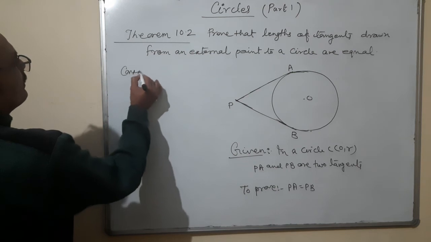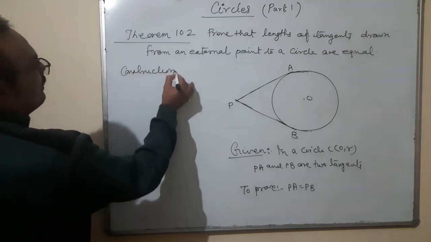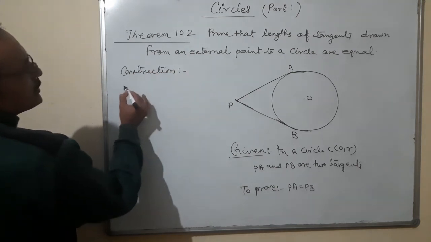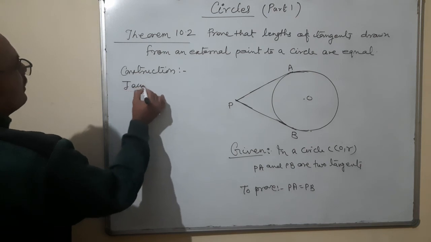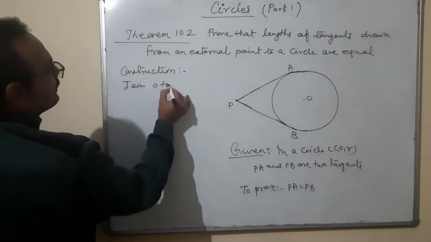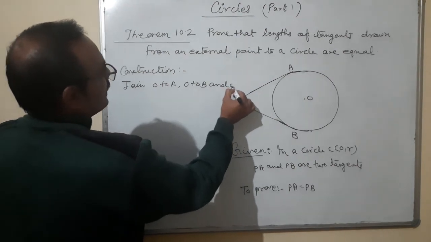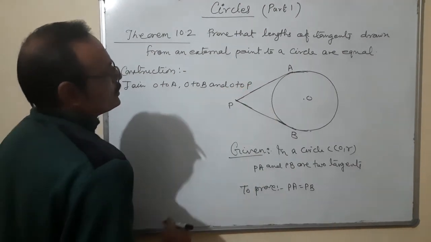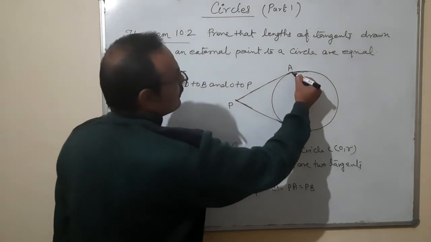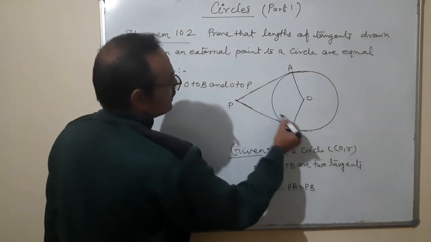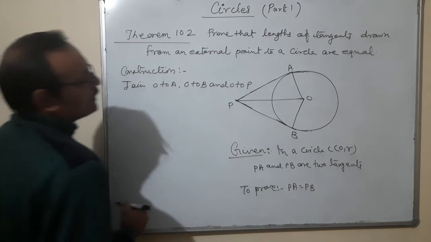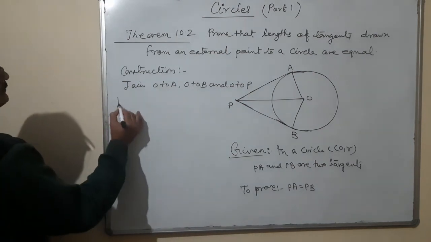Construction: join O to A, O to B and O to P. Okay. Proof.